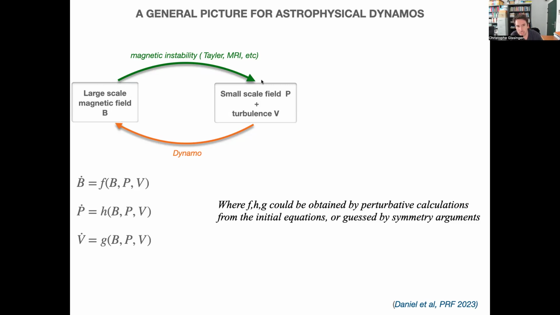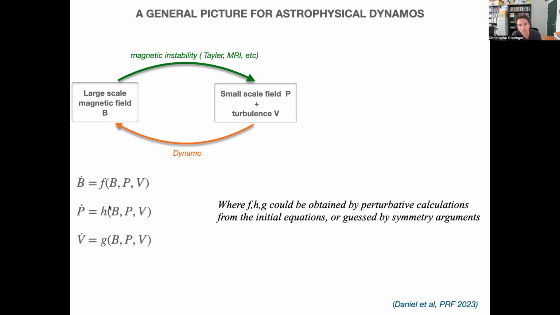Through some instability, we know that it's going to be unstable and create some magnetic perturbation P, right? And then some turbulence that I will represent by a velocity mode V, which is a small-scale velocity mode. So you need an equation for these three modes. If you want to do that carefully, you need to do a perturbative calculation of the MHD equation from the initial equation. And it's going to be very complicated. And I don't know how to do that. Maybe some people know, but it's very complicated.